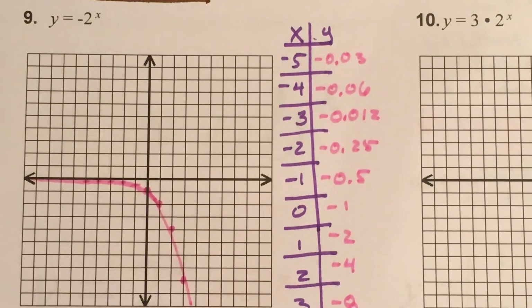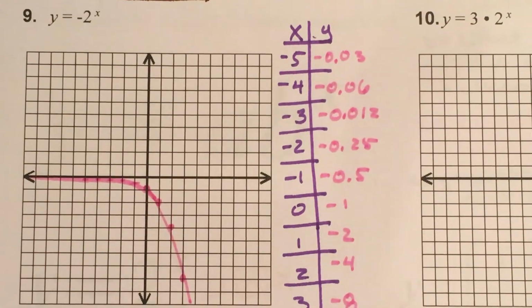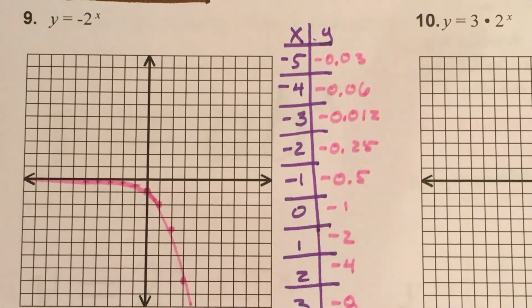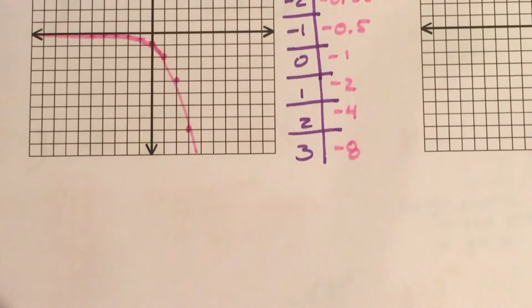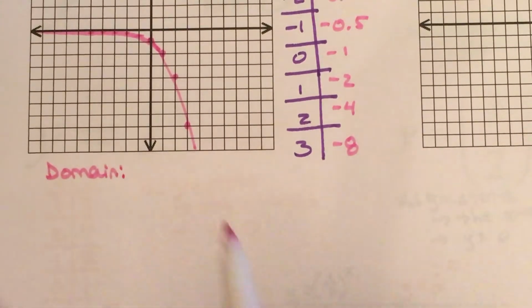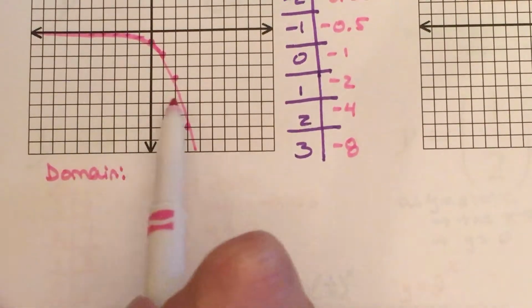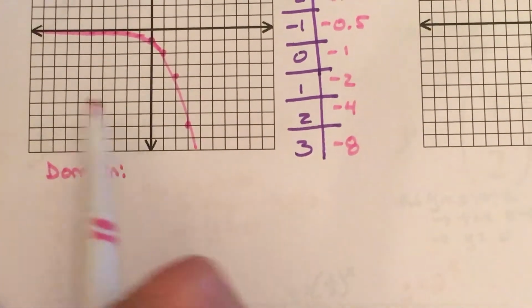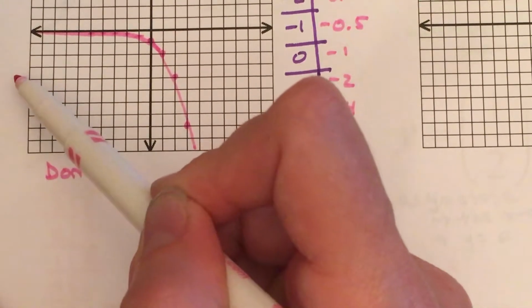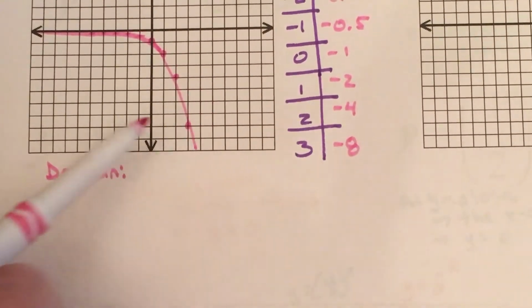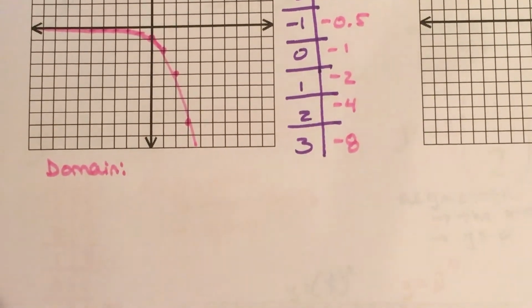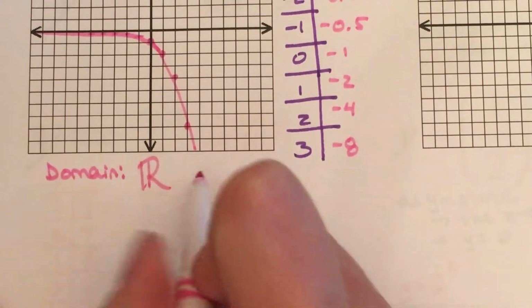So let's discuss your domain and range, Y-intercept, and asymptote. So the domain: how far does this graph travel left and right? Does it ever stop going to the left? No, it keeps going. Does it ever really stop going to the right? No, that keeps going. So this is all real numbers.